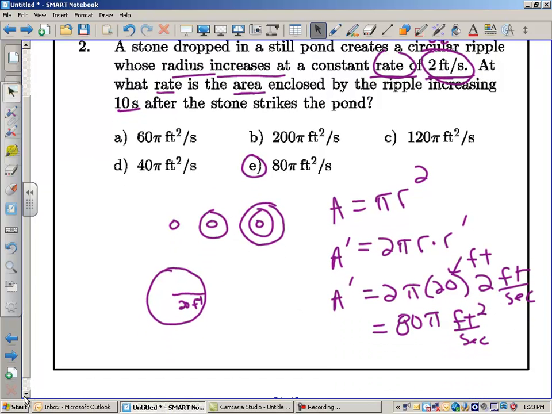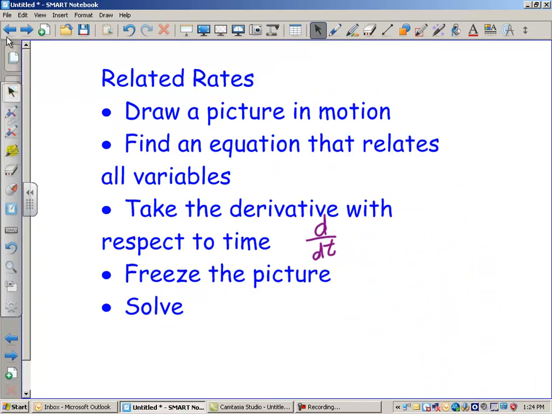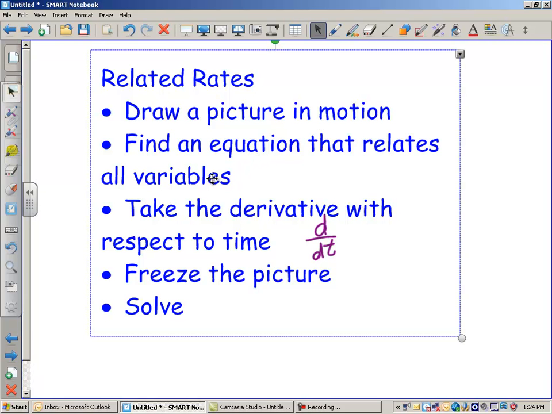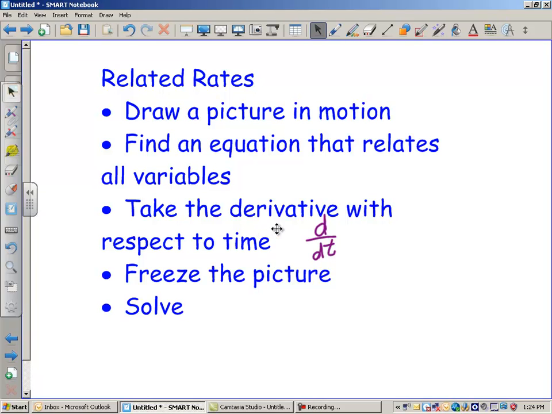Anyway, so tomorrow, this is just a basic setup. You're going to have different kinds of questions, but let's go back to our rules. And in class tomorrow, you have to pay attention to these and get done with as many of these as you can. But you're going to draw a picture in motion, find the equation. This is sort of the difficult part. Take the derivative with respect to time, freeze your picture, and solve.